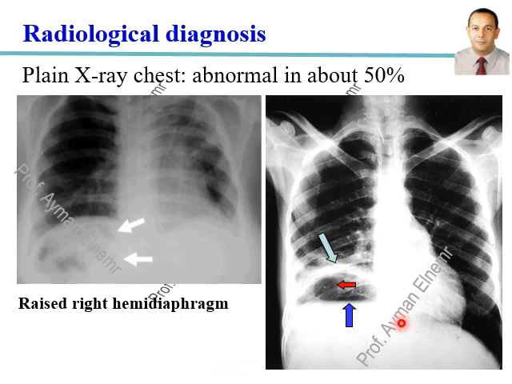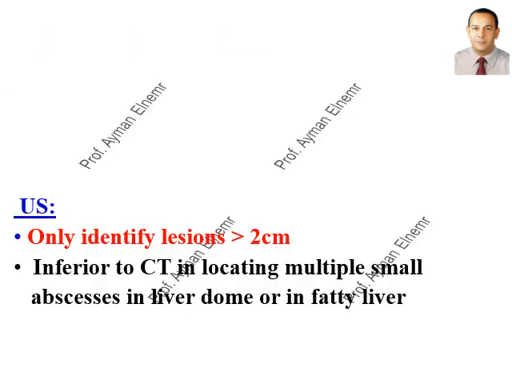As in this picture, we can see the right cupola of the diaphragm is highly elevated in comparison to the left cupola, and the softish shadow shows a fluid level and gas inside it.